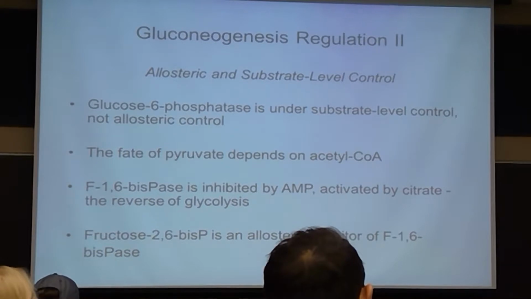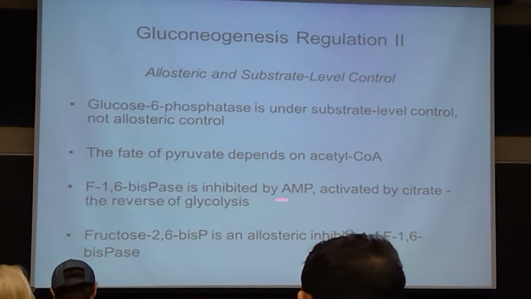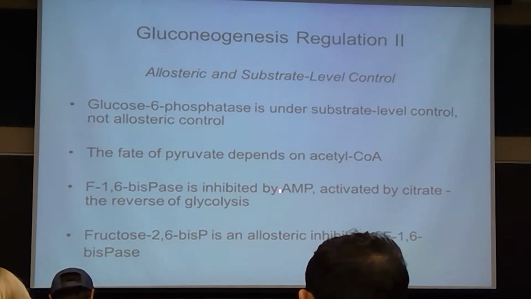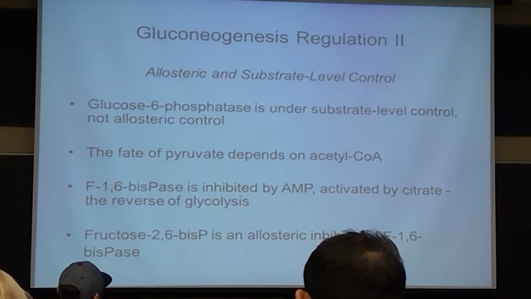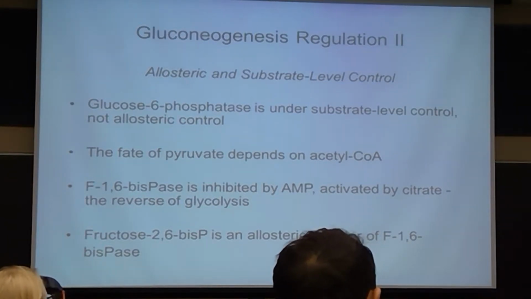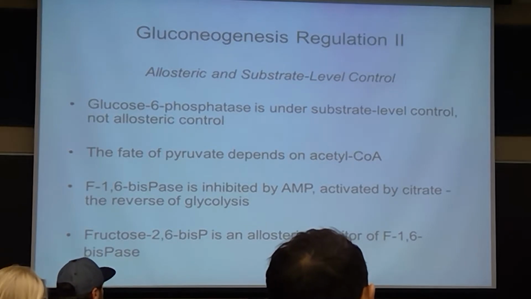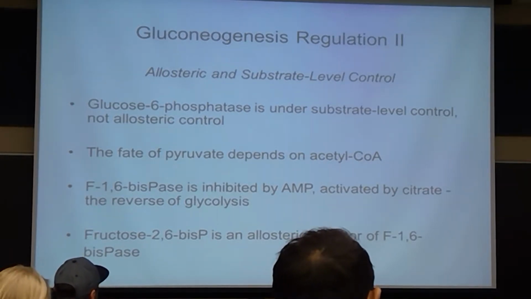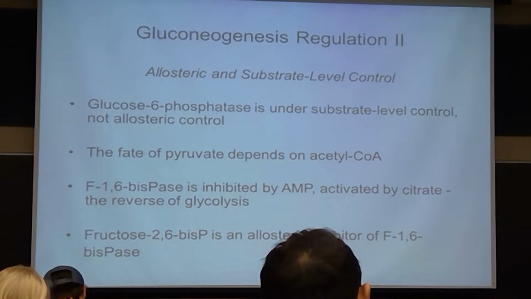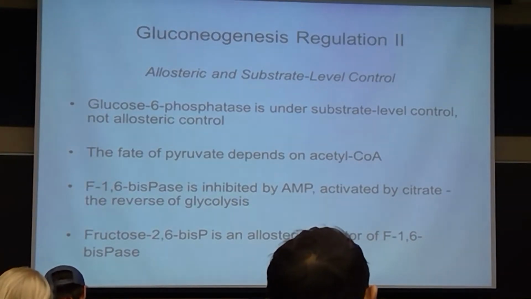Fructose 1,6-bisphosphatase is inhibited by AMP. Fructose 1,6-bisphosphatase is inhibited by AMP. Does it make sense? Fructose 1,6-bisphosphatase. This is the second to last enzyme. Correct? Yeah. So high AMP means low energy state of the cell. So you want to inhibit gluconeogenesis and turn on glycolysis. Does it make sense? So it's a negative regulator.